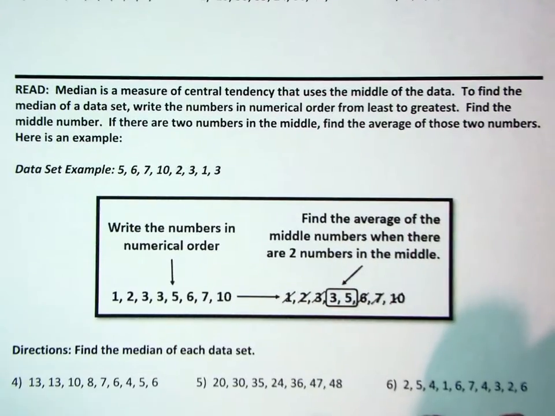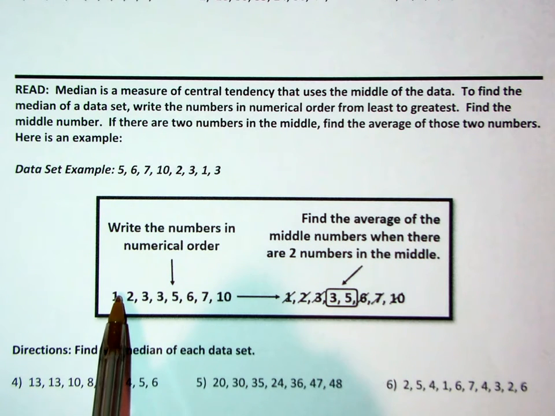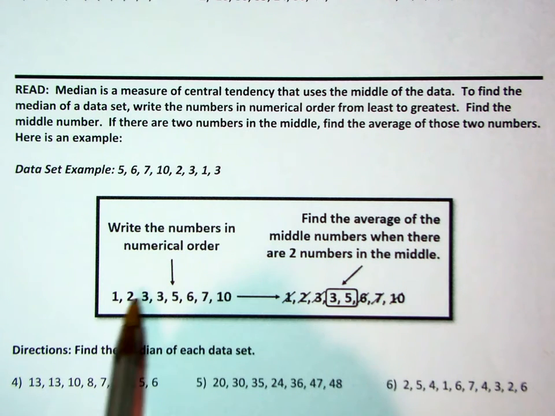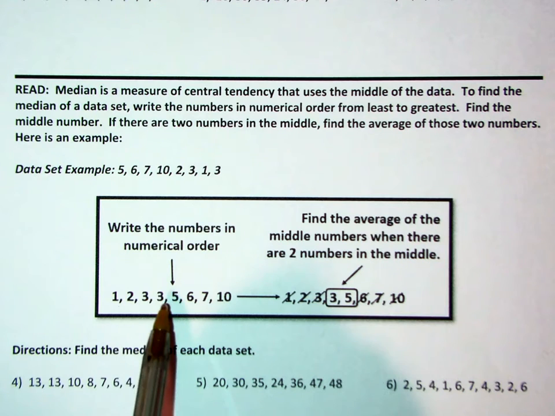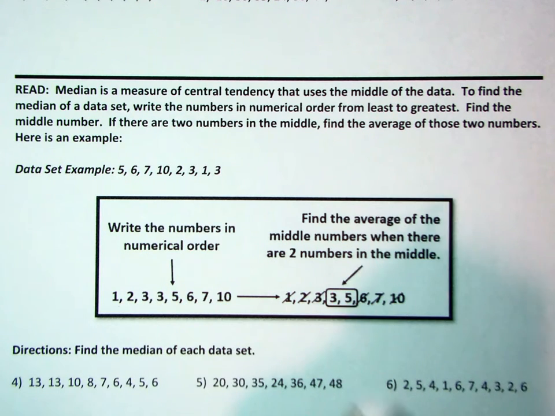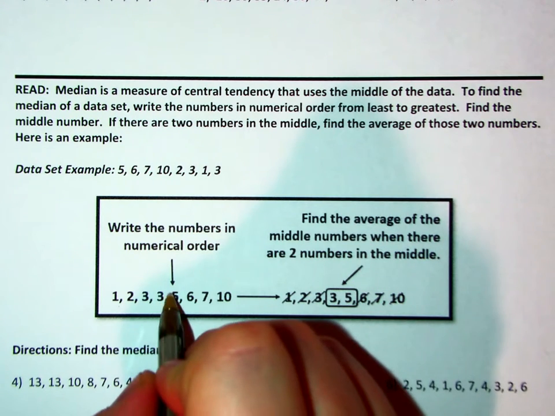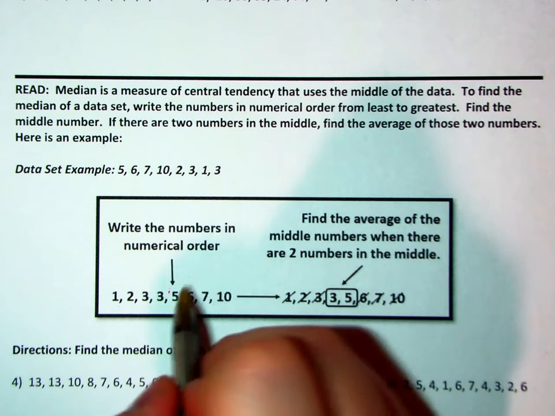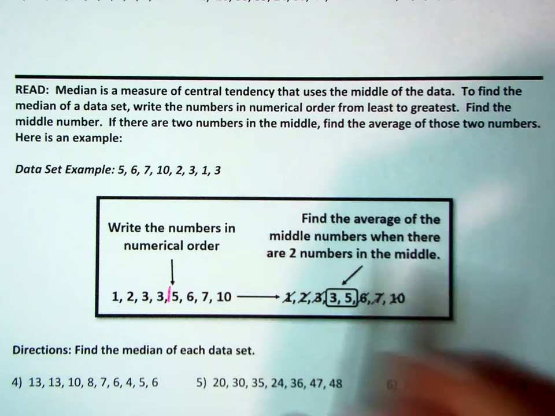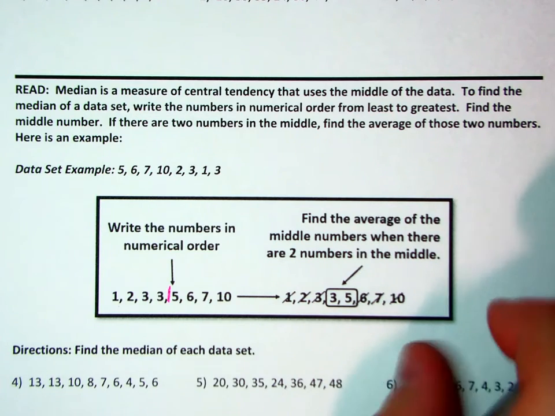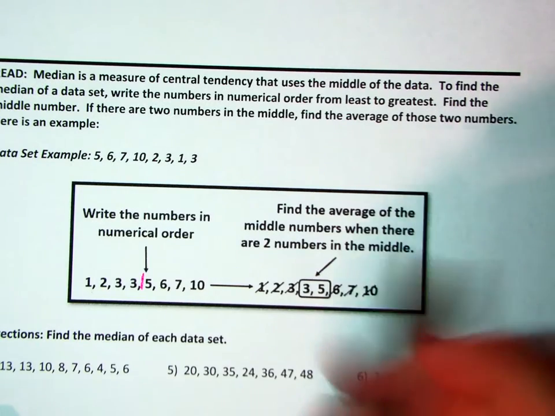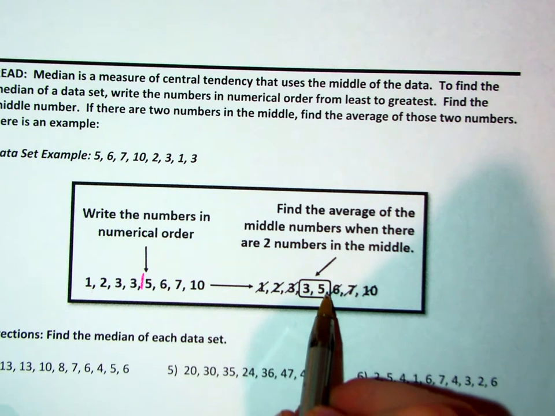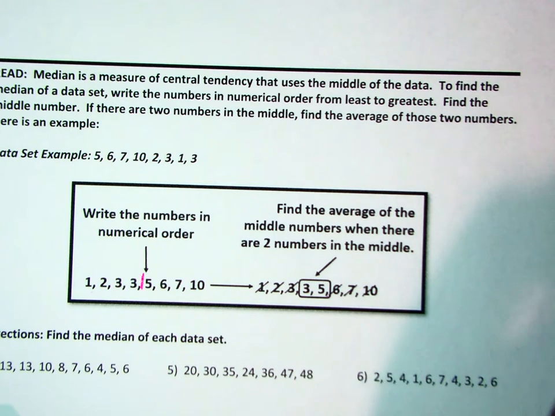So, we'll notice in our set of data here on the left that we wrote the numbers in numerical order. And since I have 8 numbers, the median is going to be between the numbers 3 and 5. And so I'm going to box my 3 and 5 and find the average.